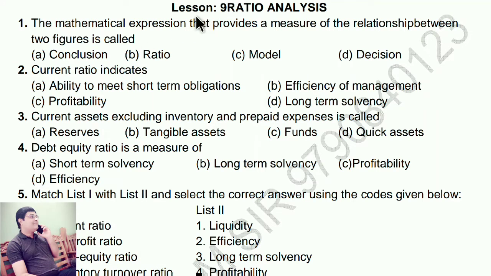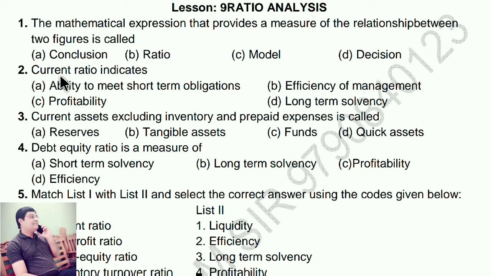12th Accountancy, Lesson 9, Ratio Analysis. First, choose the best answer. The mathematical expression that provides a measure of the relationship between two figures is called, what is the answer? Ratio. So, between two figures, we are finding out, the answer is ratio.